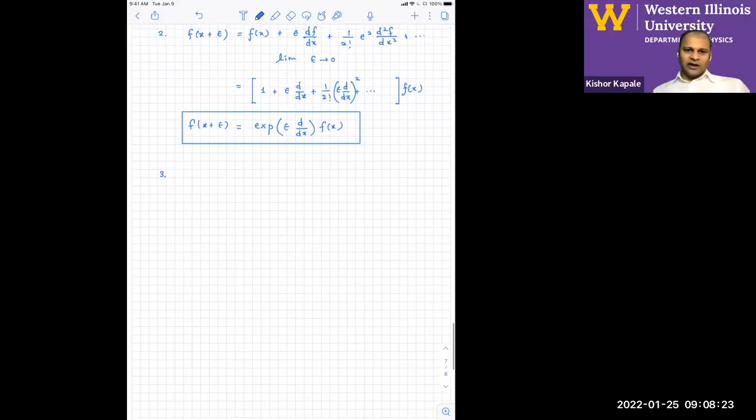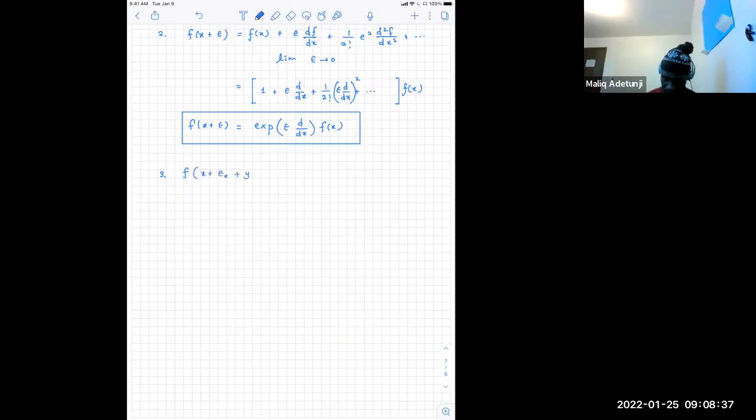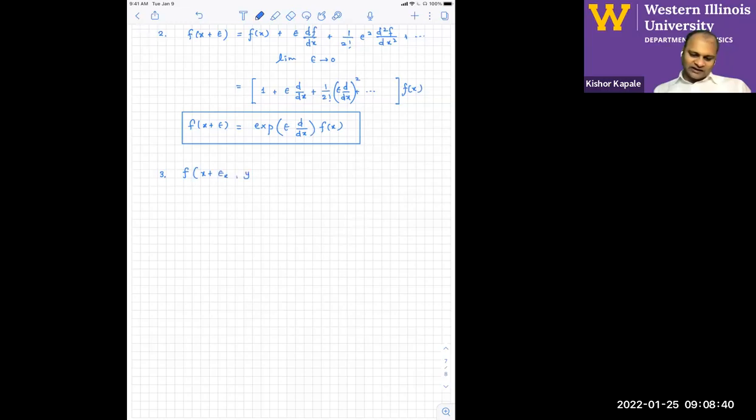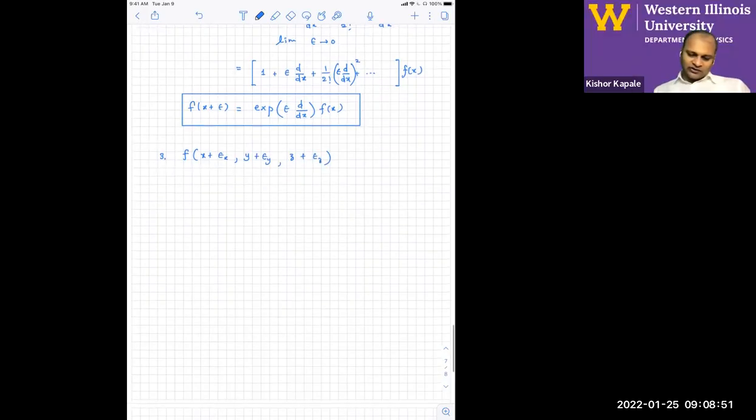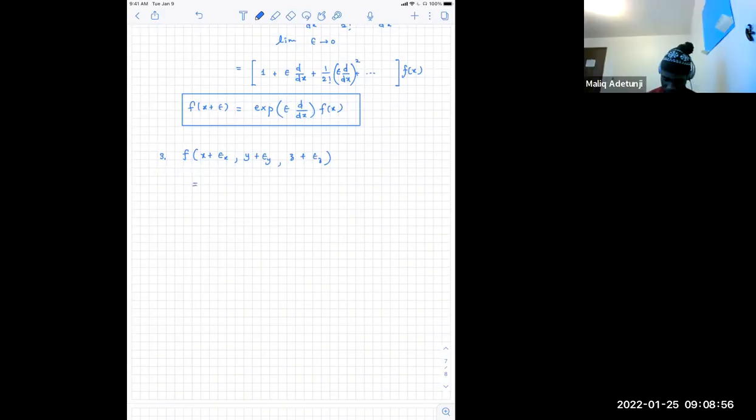Okay, so in general, in E&M, you have 3 things changing. We're talking about 3D space, and so you don't always have just x plus epsilon. What you actually have is x plus epsilon x, y plus epsilon y. So you have functions of x, y, z, and each one of them may be changing by a slightly different amount. Z plus epsilon z. In this case, how would you write down the Taylor expansion? Any thoughts anybody has?